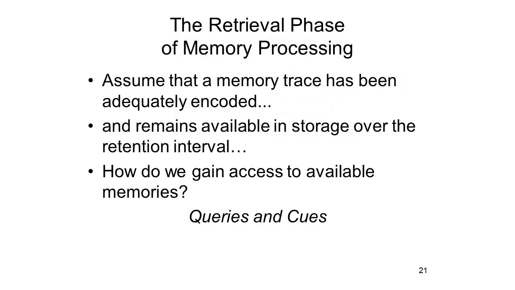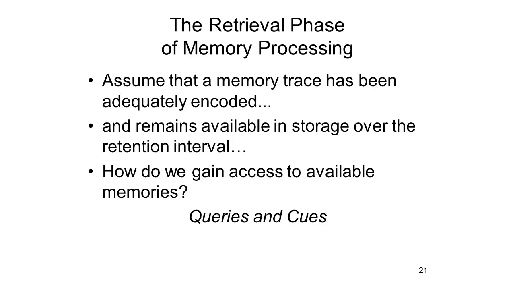So now let's assume that a trace has been adequately encoded during perception, there's been plenty of elaborative and organizational activity, and that it remains in storage, available in storage over some retention interval. It hasn't been lost through decay or displacement or some kind of consolidation failure. The question is, how do we gain access to information that's available in memory storage? How do we gain access to available memories?